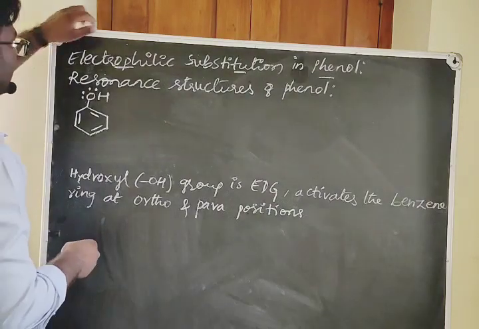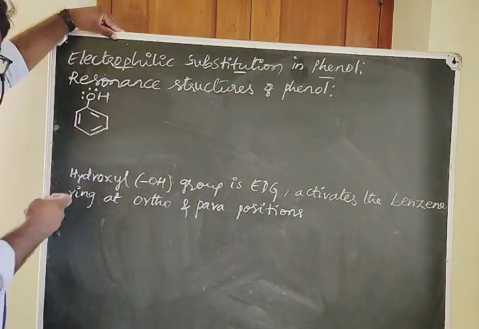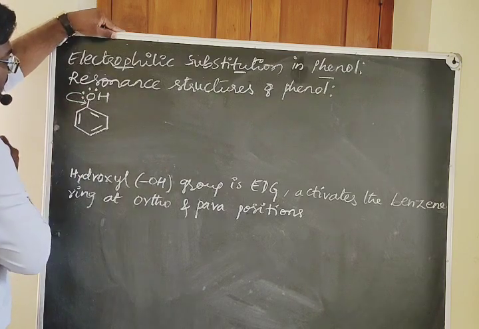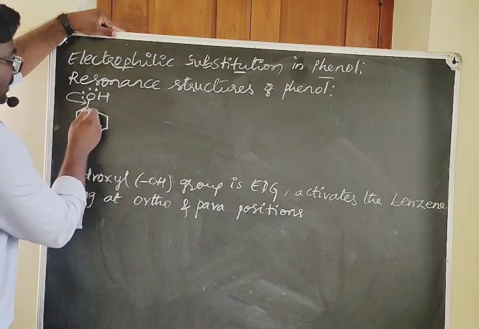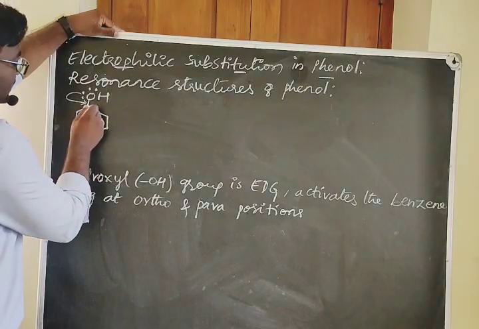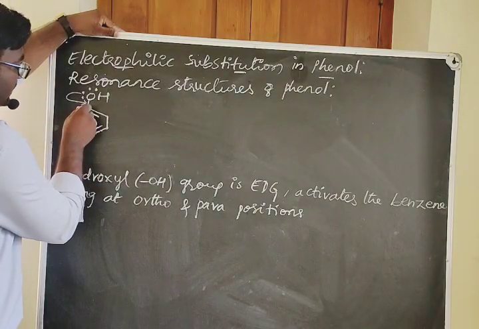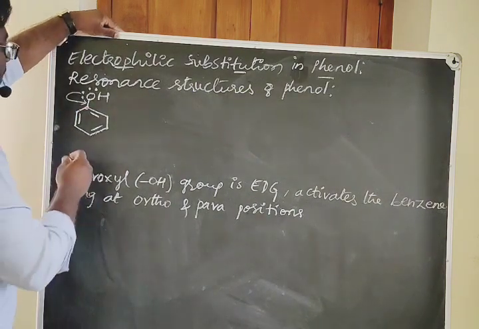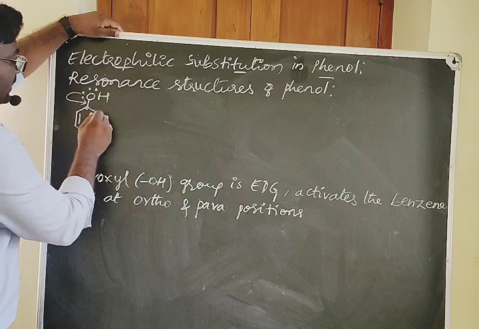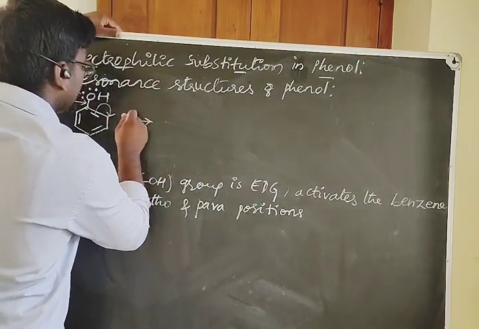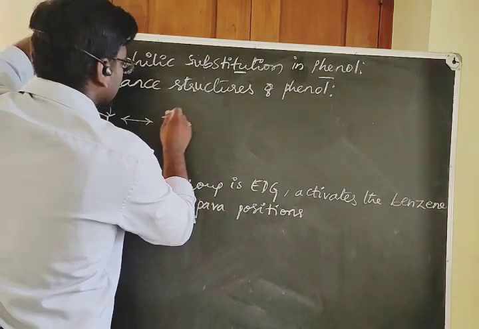Here the hydroxyl group is an electron donating group. It donates electrons to the benzene ring like this. You know that the carbon must have only 4 bonds. Here this carbon already has 1 bond, 2 bonds, this 1 bond, 4 bonds totally, and when it makes a double bond here, this bond has to shift. Now the conjugation or resonance starts.